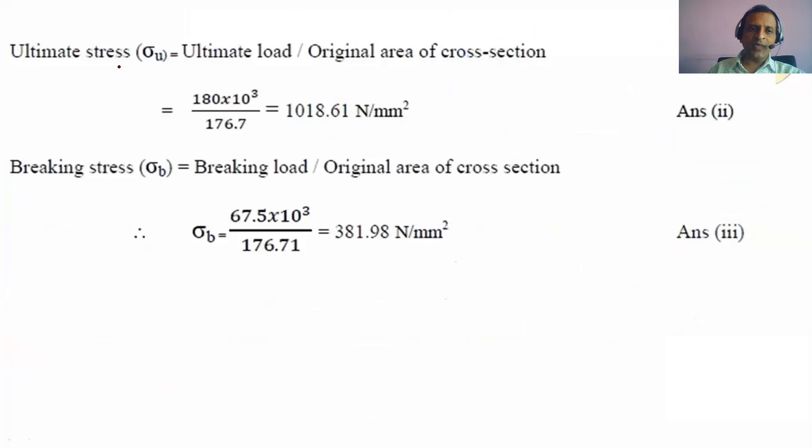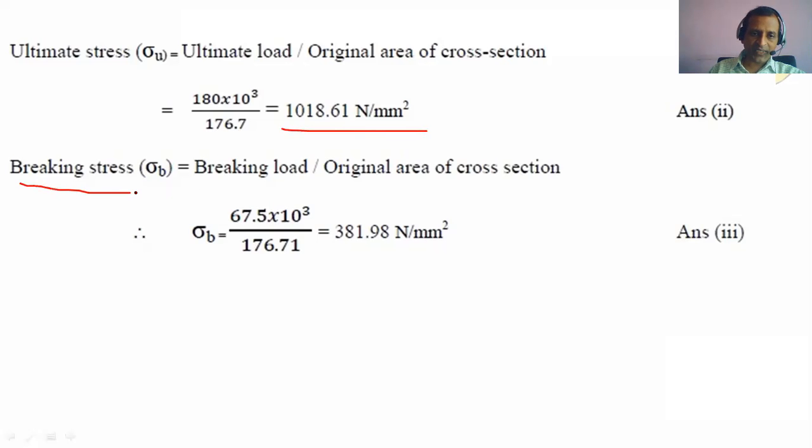Next, the ultimate stress. Ultimate stress is the ultimate load divided by the original area of cross-section. So it is 180 into 10 to the power of 3 divided by 176.7, which is again 1018.61 Newton per mm square. This is the ultimate stress.